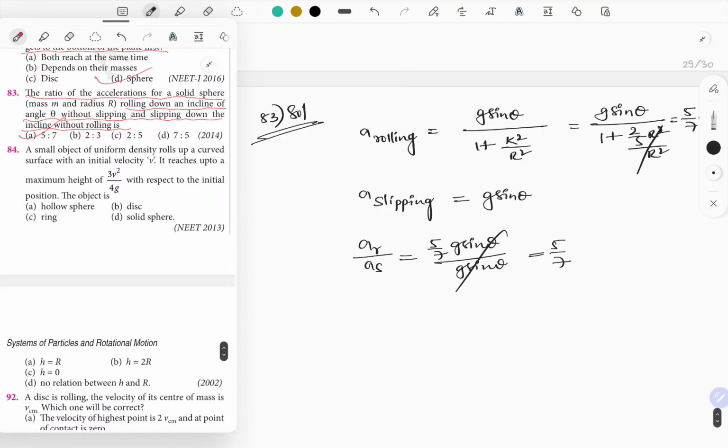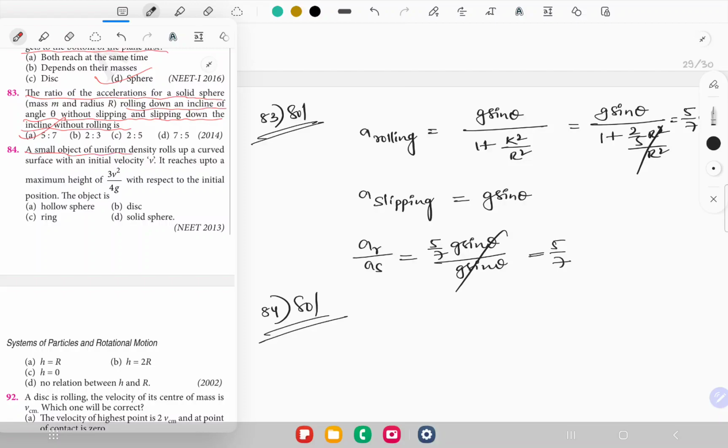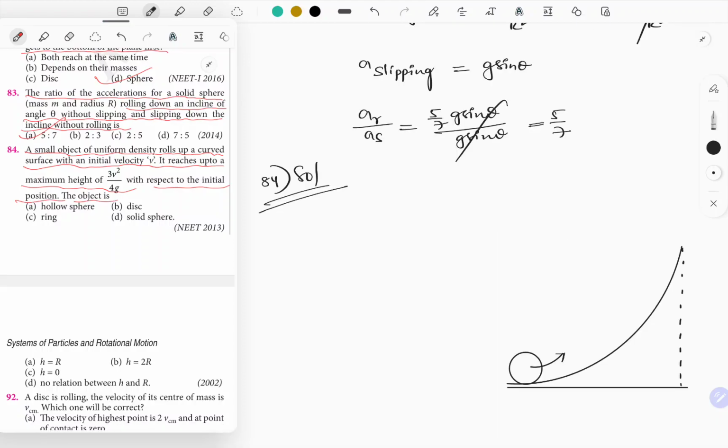Is it clear? Next, question number 84. In question number 84, they gave a small object of uniform density that rolls up a curved surface with an initial velocity v. It reaches a maximum height of 3v square by 4g with respect to the initial position. Observe this question, guys. They have given energies and the height, and they are asking what kind of object it is.